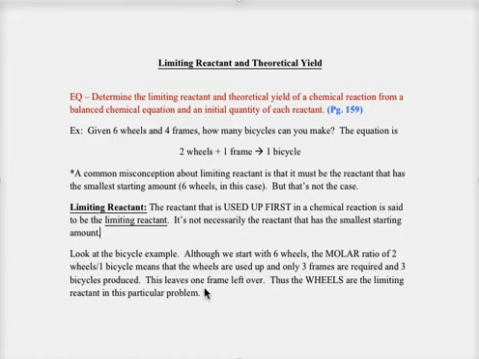So what ends up happening is you have 1 frame left over. And in this case, the wheels are the ones that are the limiting reactant. Even though we have more wheels to start with, 6 of them, they still get used up first due to the molar ratio in this example. All right, so we've determined that we're going to get 3 bicycles out of this equation. But what is that called?